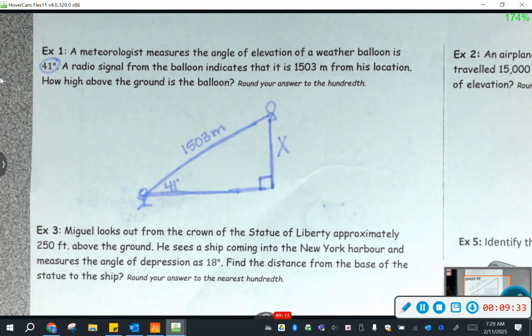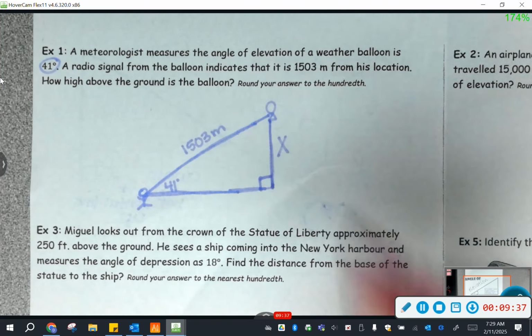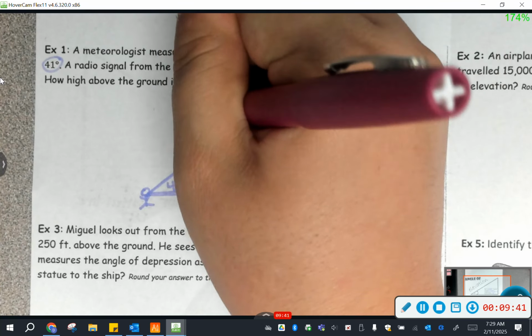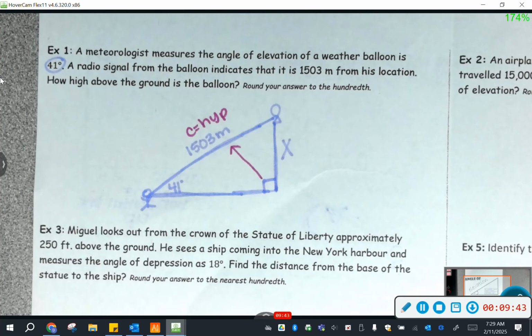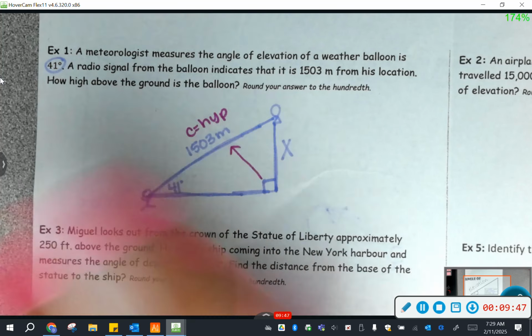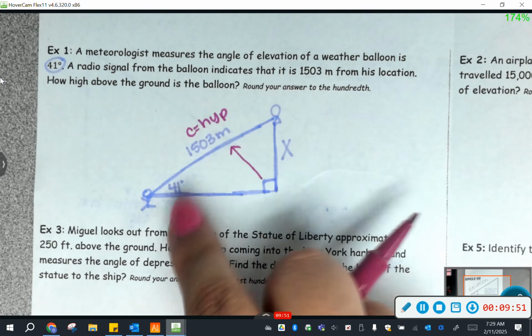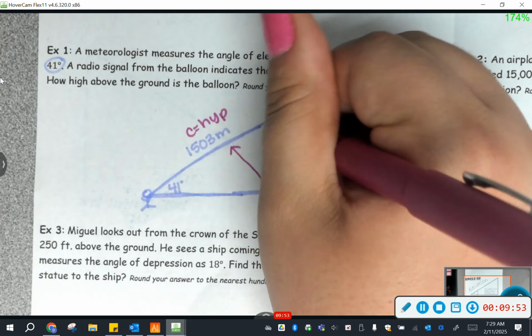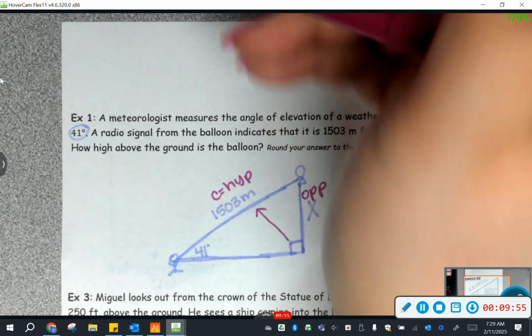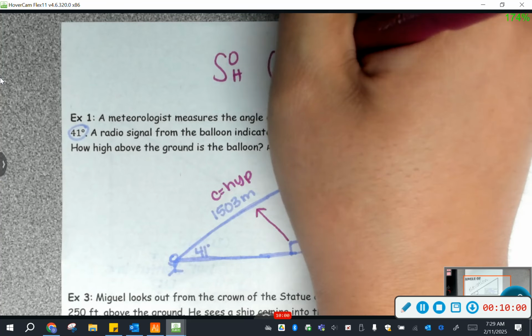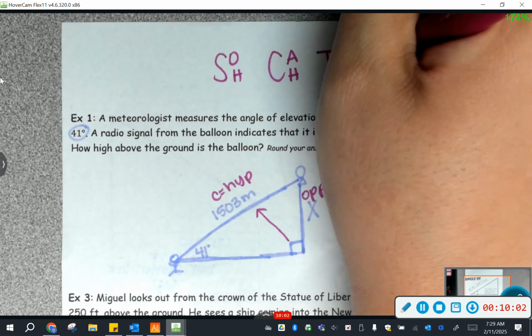What do we do first? We label the hypotenuse. So everybody draw C across from the 90 and label it C equals the hypotenuse. Okay. How do 41 and X compare? Opposite. Yep, and by the way, at the top, we can just add right here, SOH CAH TOA.